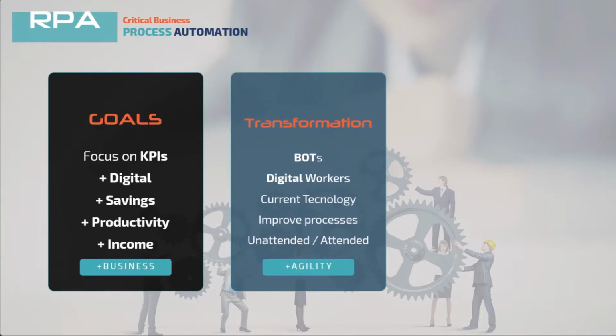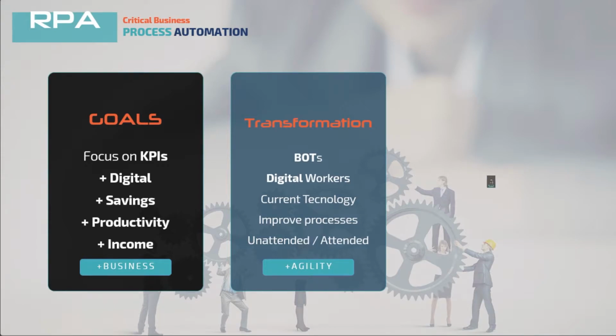The second focus will be digital transformation, and we will use bots, which are the digital workers that will integrate with your current technology so we can improve processes with unattended and attended bots. This is going to increase the agility of your company.